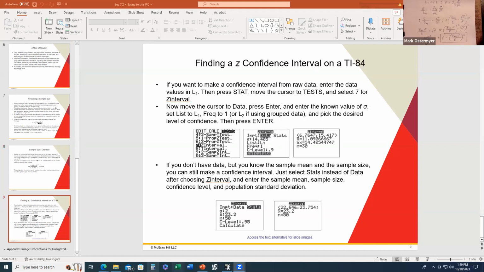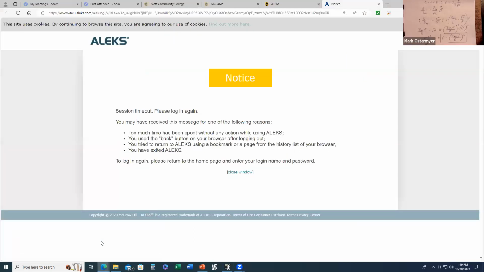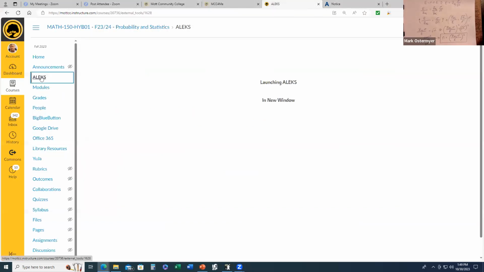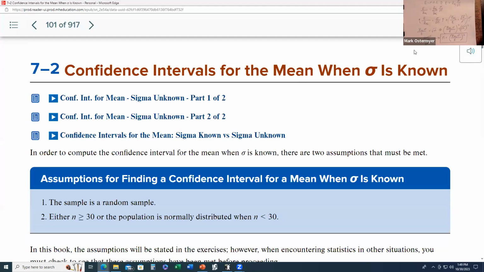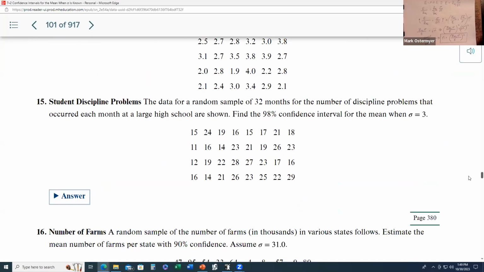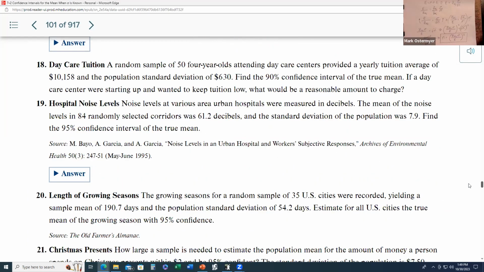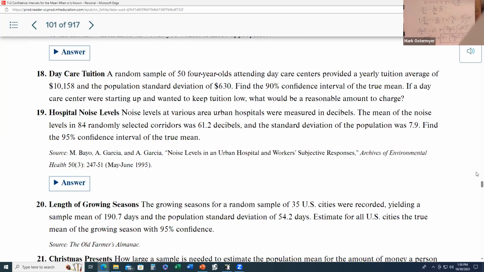All right. So let's go see in our book where one of these problems would hang out. Called a sample size problem. All right, it looks like I got timed out or something here. So. All right, the sample size problems. Where do they hang out? Okay.